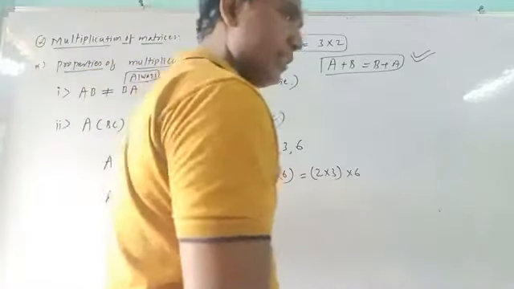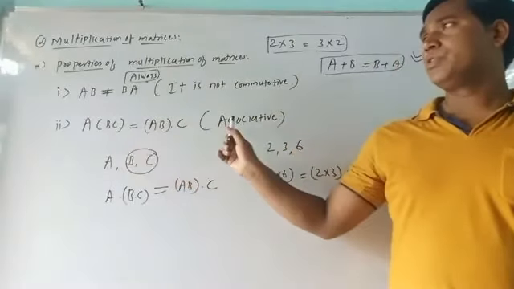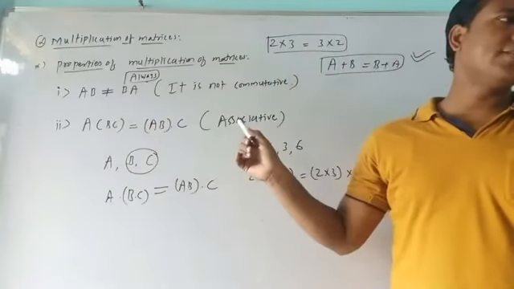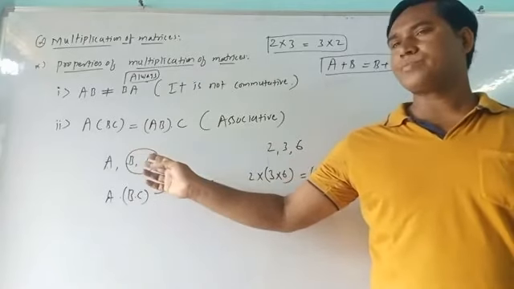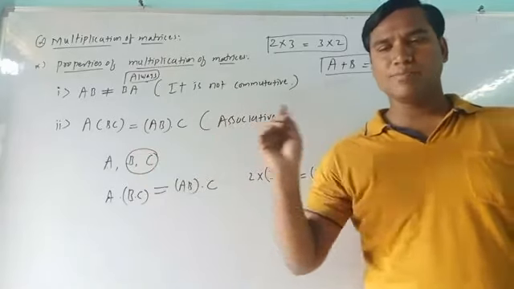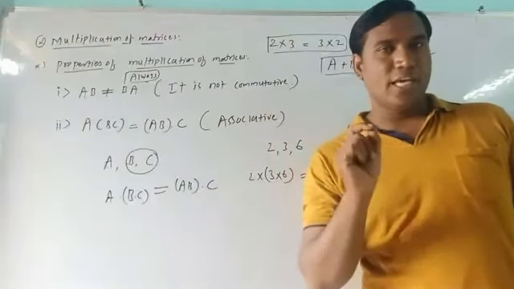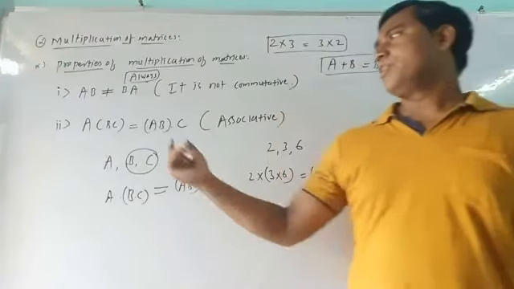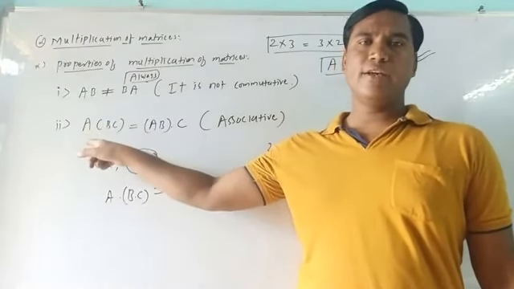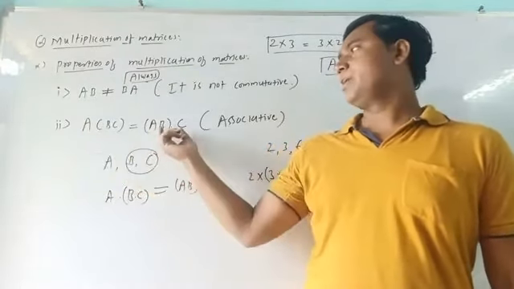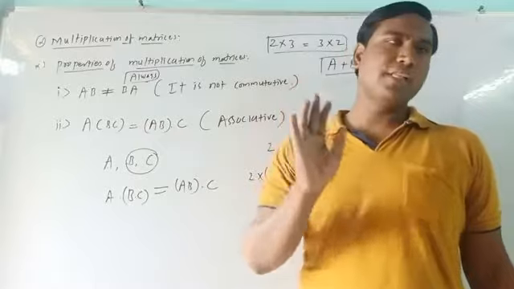So the second property is that matrix multiplication satisfies the associative property. What is the associative property? If there are three matrices, it is important that these three matrices are of the same order. You have to mention that here. If there are three matrices, then first we multiply the matrices B and C and then multiply with A, or either first we multiply AB, then multiply with C. It doesn't affect the answer. The answer will be the same.